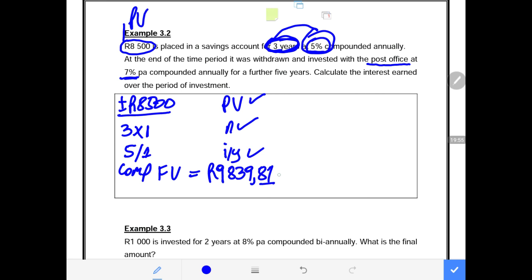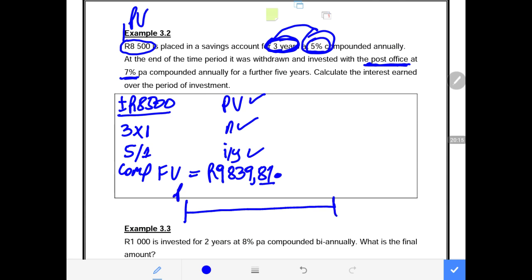So now this amount was withdrawn and it was invested in the second investment, which was the post office at 7% per annum compounded annually for a further 5 years. That means we initially had an investment. Just want to draw the timeline.